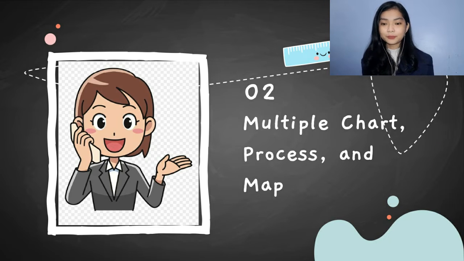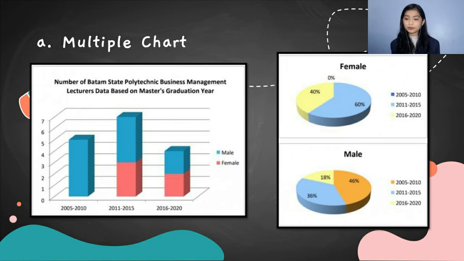Next to the second topic, multiple chart, process, and map. As we can see, there are two types of charts, the column and the pie chart. Both charts show the number of lecturers who passed master's degrees every 5 years. The number of lecturers is divided into three periods, 2005 until 2010, 2011 until 2015, and the last is 2016 until 2020. In these two charts, we can also see the division of lecturers by gender.